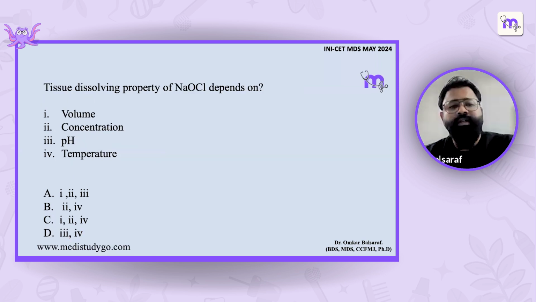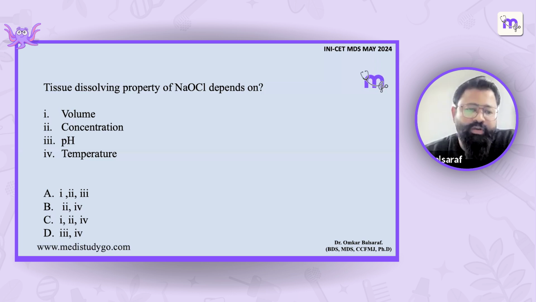Coming to the next question, the tissue dissolving property of sodium hypochlorite depends on: first is volume, second is concentration, third is pH, and fourth is temperature. So the answer A being 1, 2, and 3, B 2 and 4, C 1, 2, and 4, and D being 3 and 4.